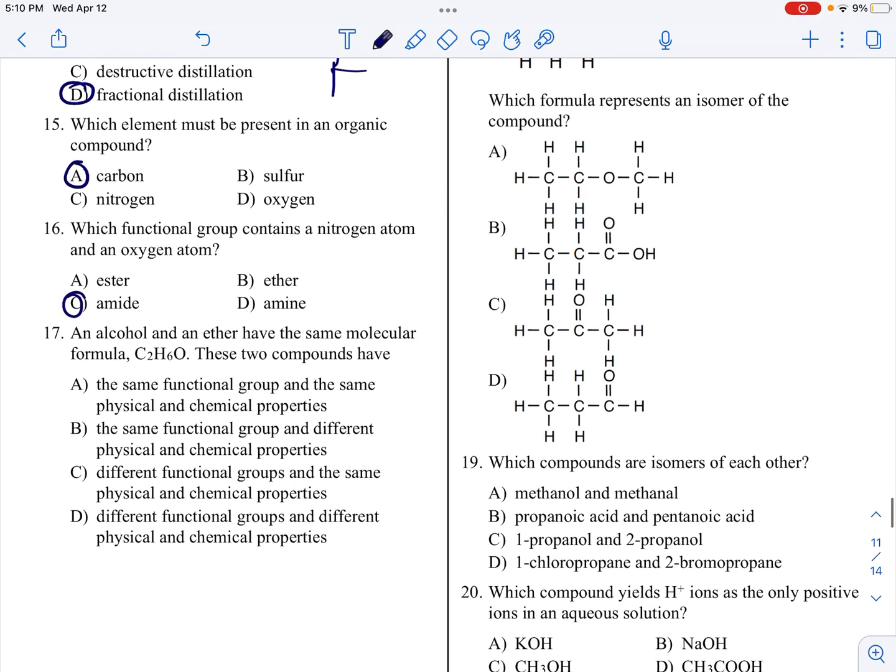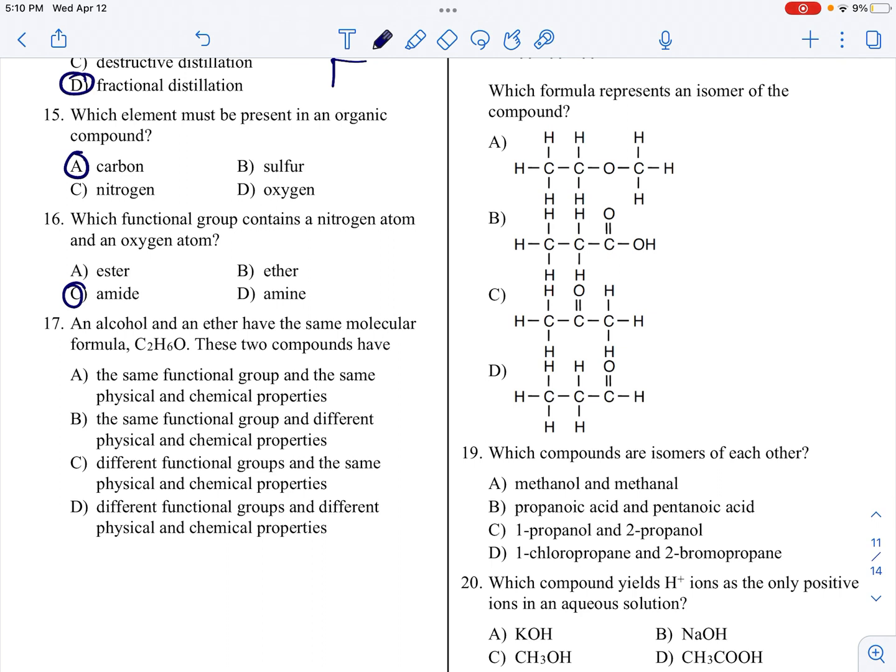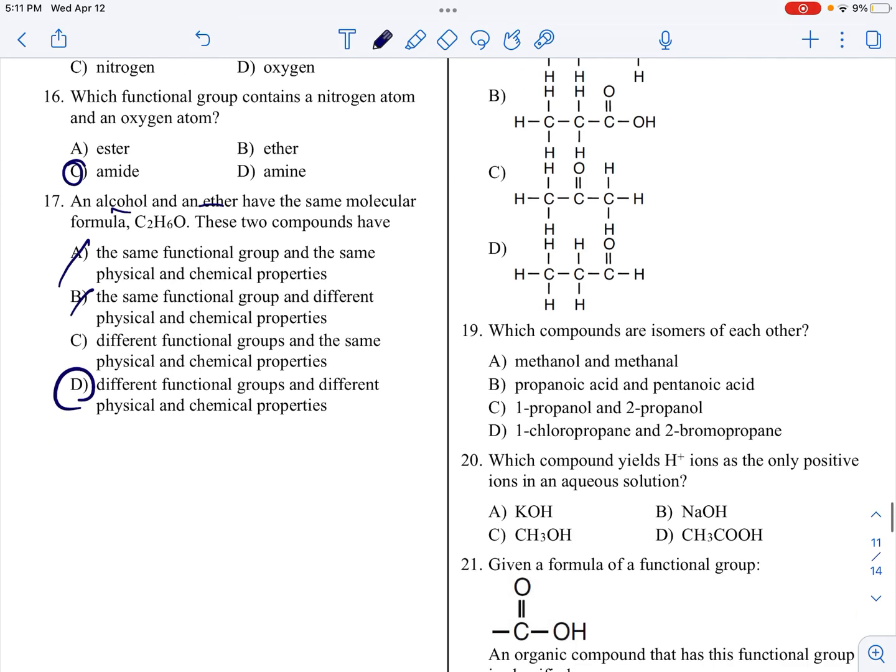An alcohol and an ester have the same molecular formula. So what would be the same? Or anything? Same functional groups? No, these are two different functional groups. So C is still in play here. And would they have the same or different properties? Well, they're going to have different properties because those functional groups allow them to be different.